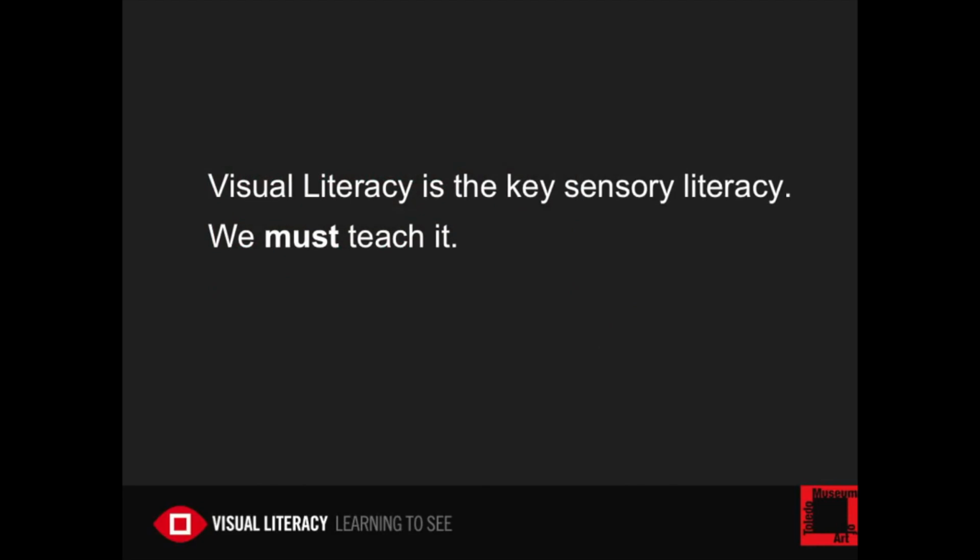Visual literacy is the key sensory literacy. We have to teach it because since we became erect human beings standing up, we moved away from when we were closer to primates nearer to the ground and used taste and smell. And now we dominantly use hearing, but mainly we use our sight. And we need to train ourselves how to see.